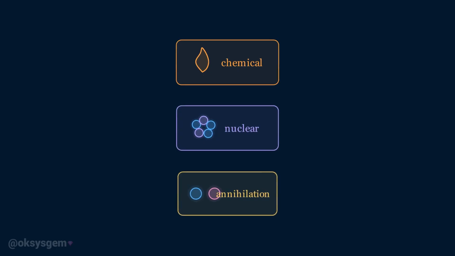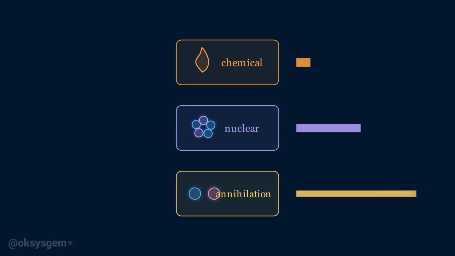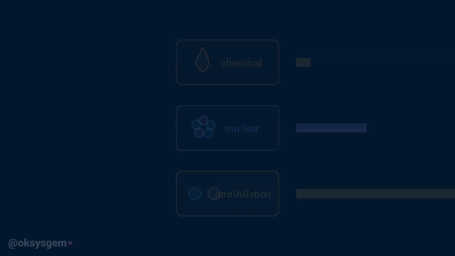locked inside stable particles. Chemical reactions such as fire rearrange electrons in chemical bonds, releasing only a microscopic fraction of the total mass energy contained in the material. Even nuclear reactions convert only a fraction of the participating mass into released energy. Matter-antimatter annihilation is fundamentally different. In principle, the mass of the annihilating matter and antimatter can be transformed into other forms of energy and particles. That is why the numbers become so large so quickly.